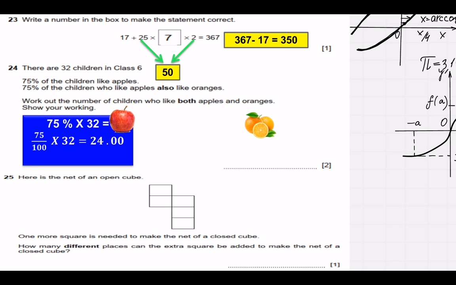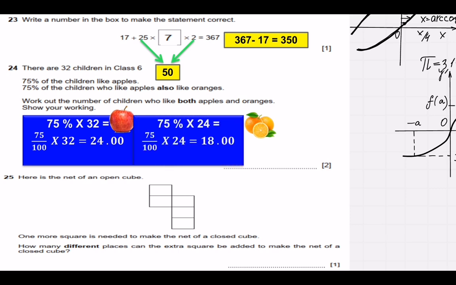It will be 2400. But since I have over 100, it means that I will move the decimal point 2 steps and it will be 24. What about 75% of 24? 75 over 100 times 24 by the same way. Multiply 2 digits by 2 digits over 100, so it will be 18. So the number of children who like both apples and orange will be 18.